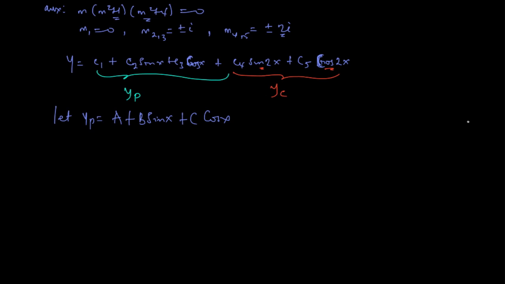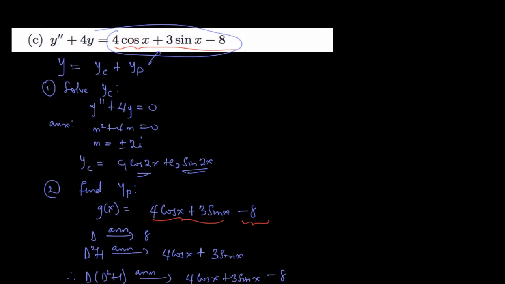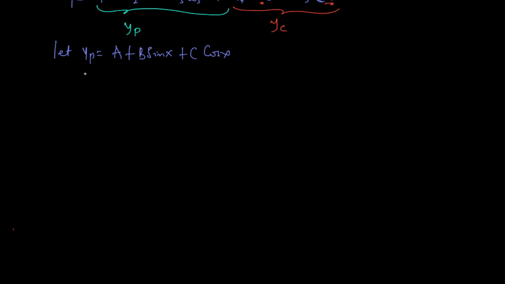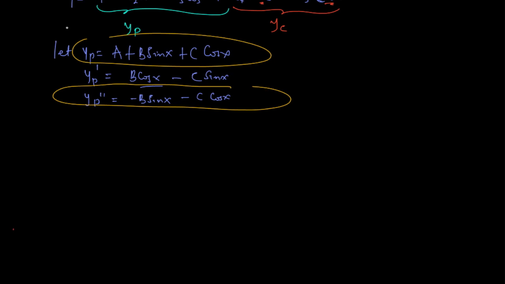So then we take the derivative of that, because we need to substitute it into the original differential equation here. So I need to find the second derivative. I already have y. To find the second derivative, I start by finding the first derivative. So this goes to 0. Then you have b cosine of x minus c sine of x. And then the second derivative of this is going to be minus b sine of x minus c cosine of x. So that's what we have. So the next thing is we substitute yp, yp prime, and yp double prime into the differential equation there.